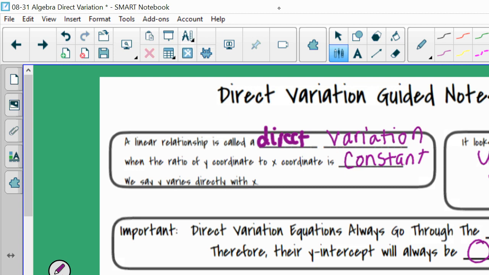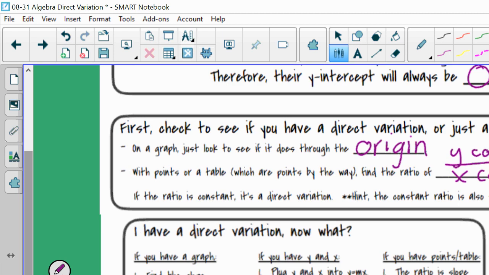When we find slope, we find change in y over change in x. For direct variation, you just put a y value over an x value. And if that is constant all the way down, that means it is a direct variation. I'm going to give you an example in a minute, but we're just going to write down these notes first.